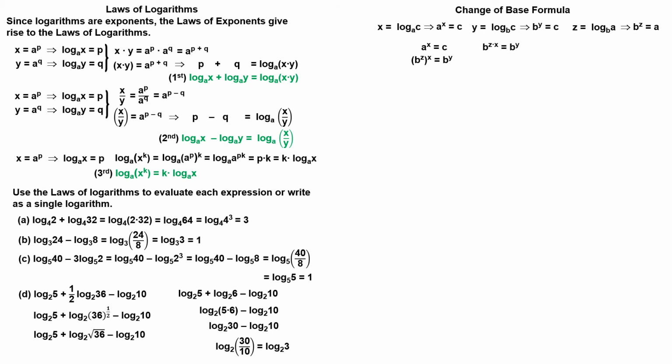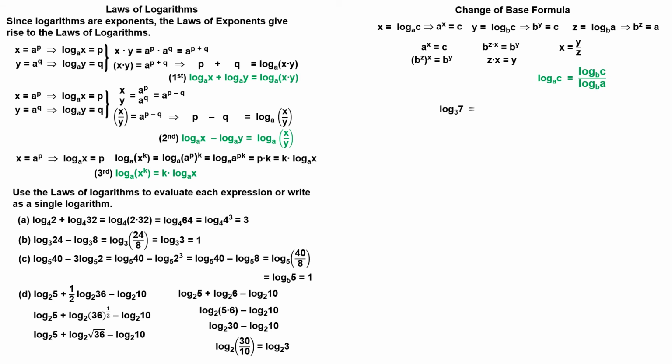We equate the exponents and solve for x. Now we replace x with log base a of c, y with log base b of c, and z with log base b of a. That's the change of base formula. We can now evaluate a logarithm to any base by using the change of base formula, to express the logarithm in terms of common logarithms or natural logarithms, and then using a calculator.